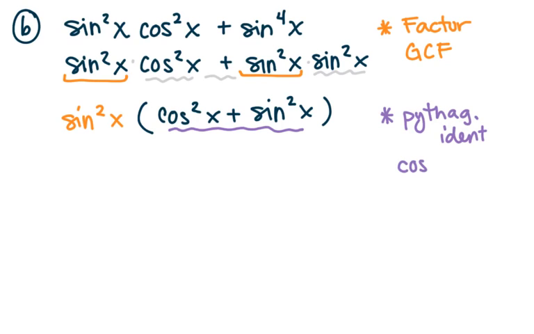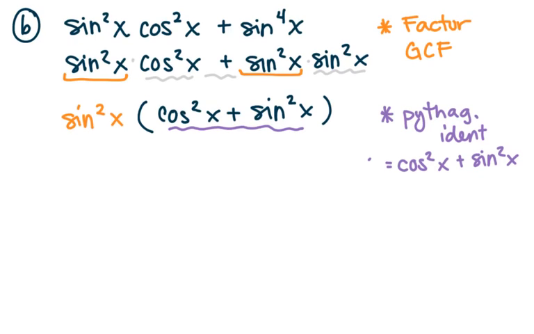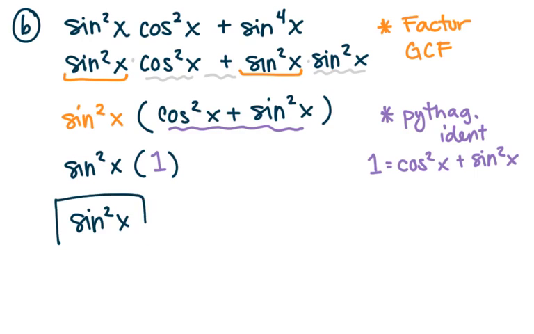What is cosine squared x plus sine squared x equal to? And you guys all know that it's equal to 1. So this is the same as sine squared x times 1, and I don't need to write 1, so this is equal to sine squared x.